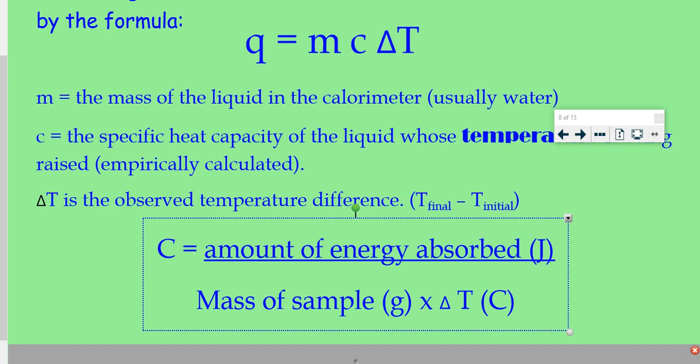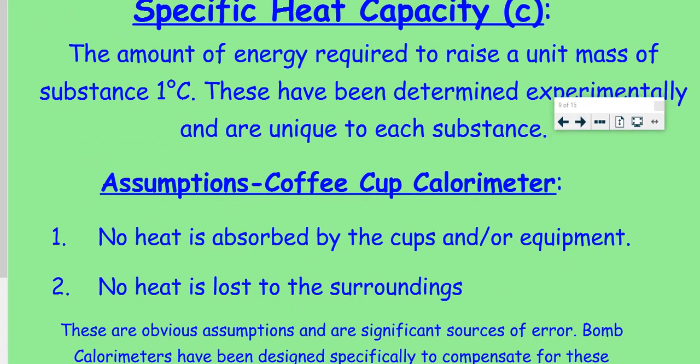So a bit more on specific heat capacity. That C is the amount of energy absorbed in joules per gram of mass per degree Celsius. So for every gram of water, a certain amount of energy is absorbed per degree Celsius. And these values, again, I'll show you in a moment, have been experimentally calculated.